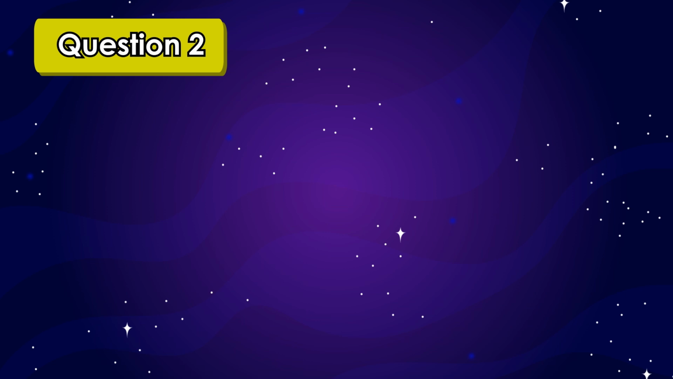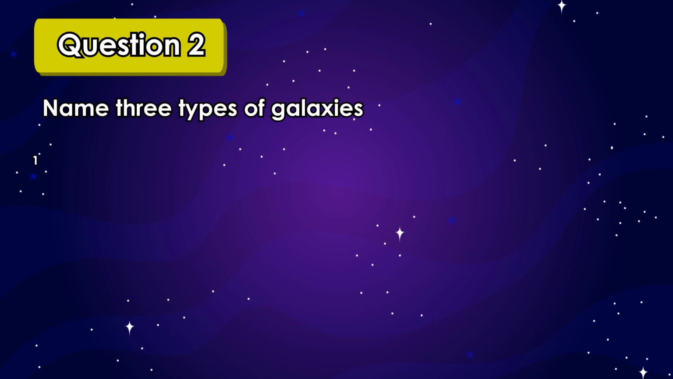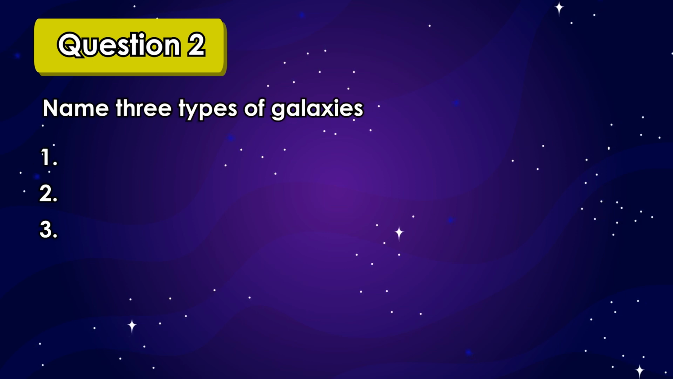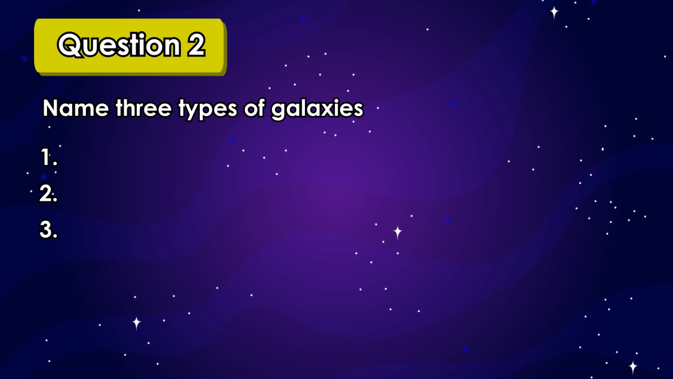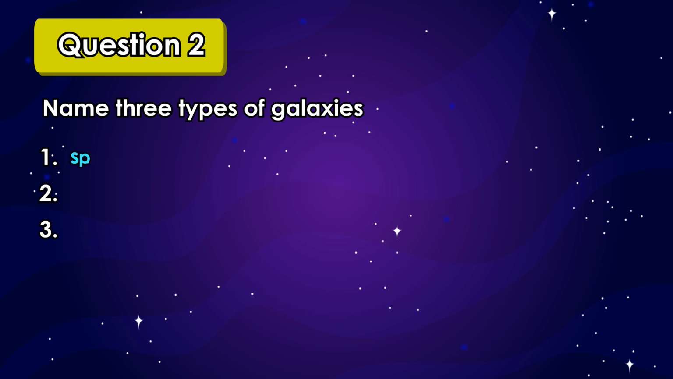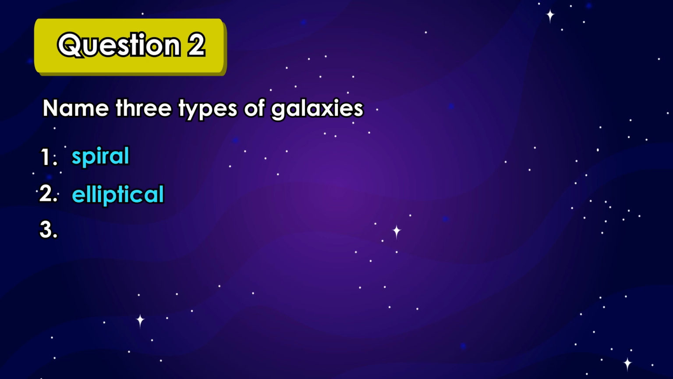Let's see question number 2. Name 3 types of galaxies. Great job! Awesome, pupils! Spiral, elliptical, and irregular. You are excellent.